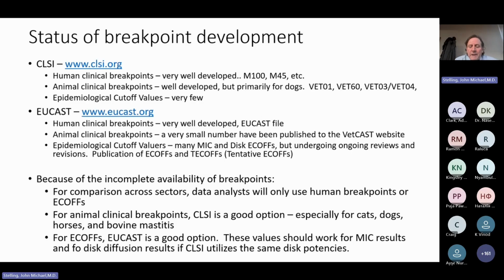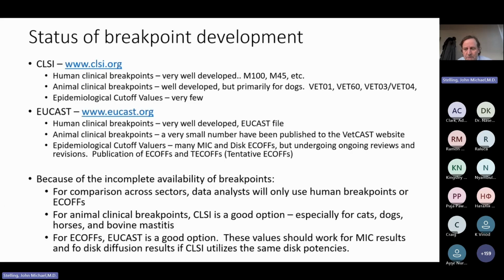Because of the incomplete availability of breakpoints, many people will only use human breakpoints or ECOFs because there are just not sufficient animal-specific breakpoints outside of dogs and cats or bovine mastitis. For animal clinical breakpoints, CLSI is good, but as I mentioned, just a few priority species. For ECOFs, UCAST is an excellent option, and these should work for CLSI testing.